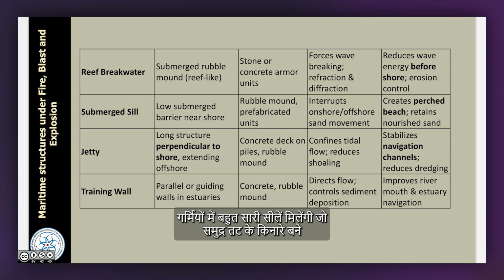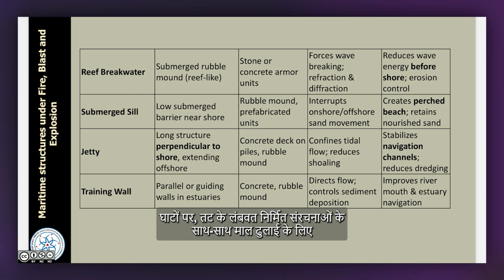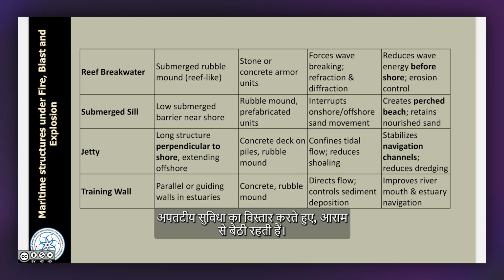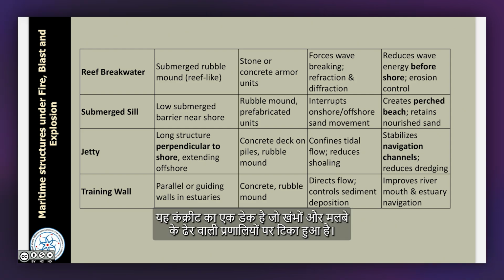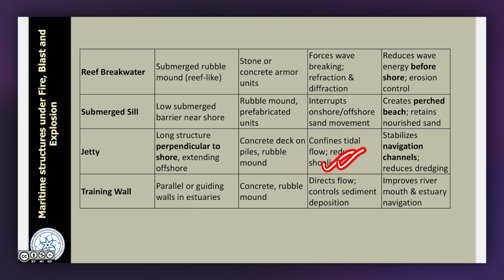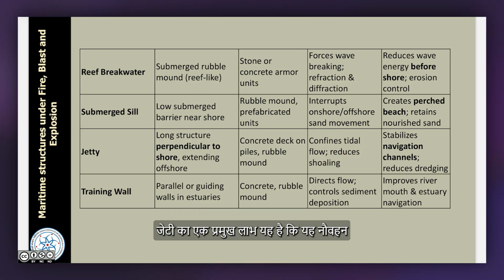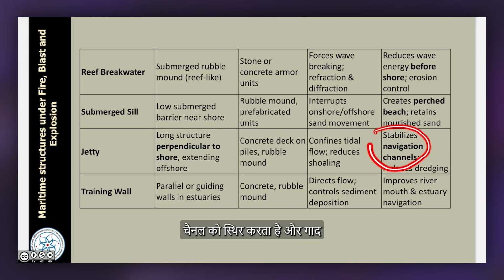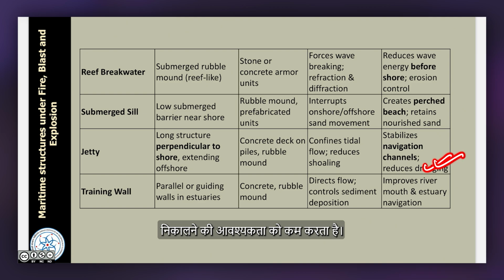Jetties are long structures constructed perpendicular to the shore, extending the offshore facility for cargo handling. It is a concrete deck resting on piles, or rubble mound systems. It confines tidal flow and reduces the shoaling effect. One of the major advantages of a jetty is that it stabilizes the navigation channel and reduces the need for dredging.